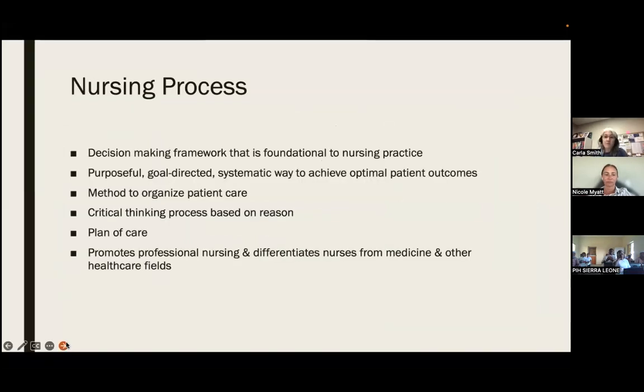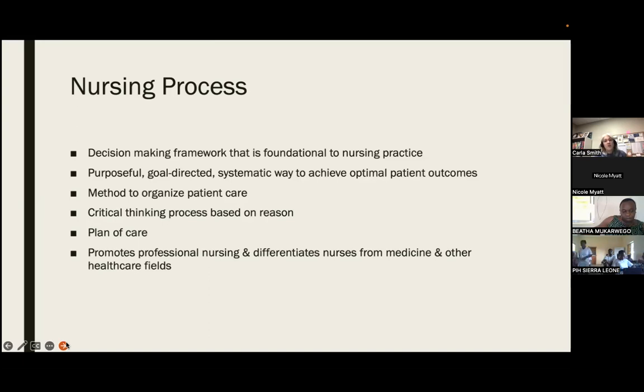So the nursing process. The nursing process is really a decision-making framework, and it's the foundation of our nursing practice. This is very purposeful, it's goal-directed. It's the systemic way that we can achieve our optimal patient outcomes. And we use this as a method to organize our patient care. We like this because it utilizes our critical thinking, and the process is based on reason. So it's very systematic in how we approach our patients and devise our plans of care.